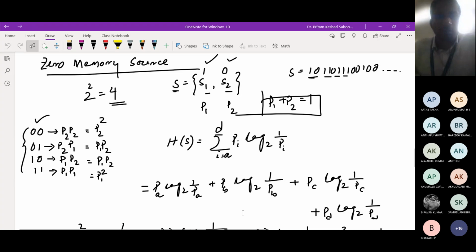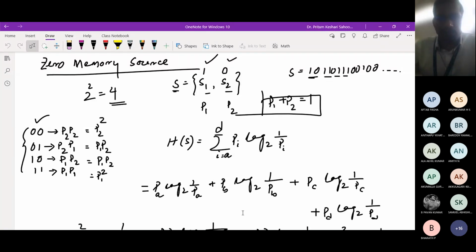So this one is our sixth lecture of information theory and coding. In the fifth lecture, the earlier lecture, we discussed zero memory source, and we defined that if the symbols generated by a source are mutually independent, their probabilities are not dependent on the probability of any other symbol. So that kind of source is called a zero memory source, or it is also called a memoryless source.